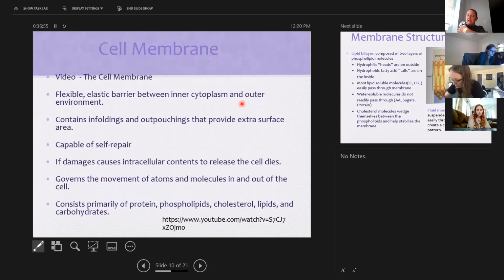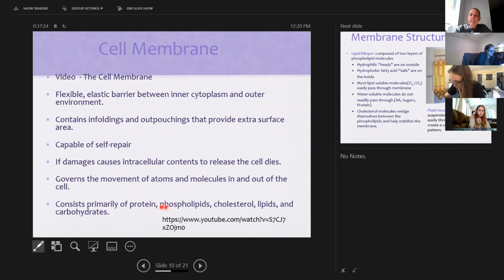Now, just like our skin, the cell membrane is capable of self-repair to a degree. If I get a little cut, if I get even a larger cut, the skin can heal itself, but you can have some catastrophic wounds. And if we get damage to the cell membrane that is simply too much for it to repair, then the cell will die.